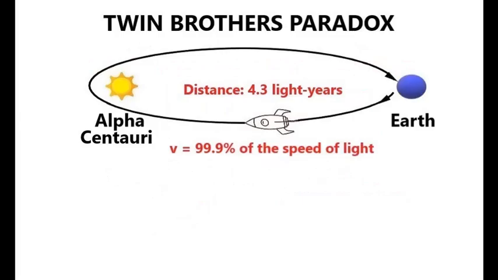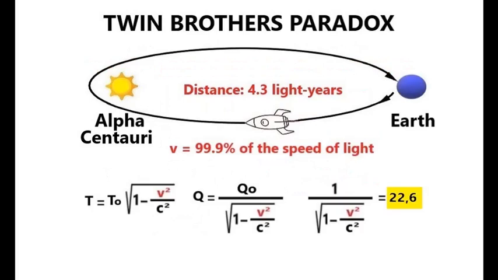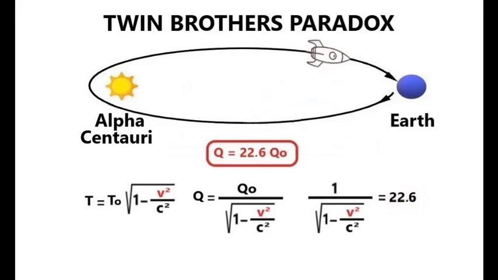Let's explain now the old twin brothers paradox. One of them decided to make a round trip to Alpha Centauri, distant 4.3 light-years away, at a speed of 99.9% of the speed of light. We take both the law of special relativity and the law of quantum time. The value of the inverse of the square root, also called the Lorentz factor, is 22.6. It means that the own quantum time q in the spacecraft consumes 22.6 times more now advanced than the reference quantum time q0 on Earth.